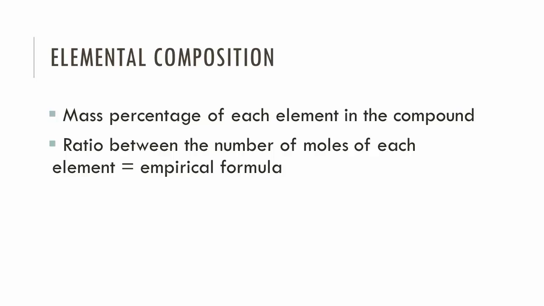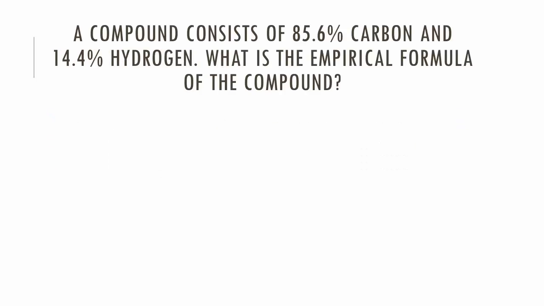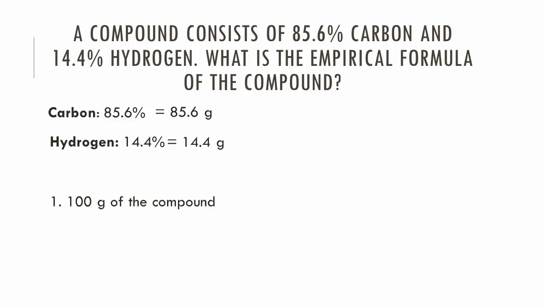Here's an example. A compound is composed of 85.6% carbon and 14.4% hydrogen. What is its empirical formula? First, we need to change our values so we're working with masses and not percentages. To do this, we can just suppose that we are working with 100 grams of compound.